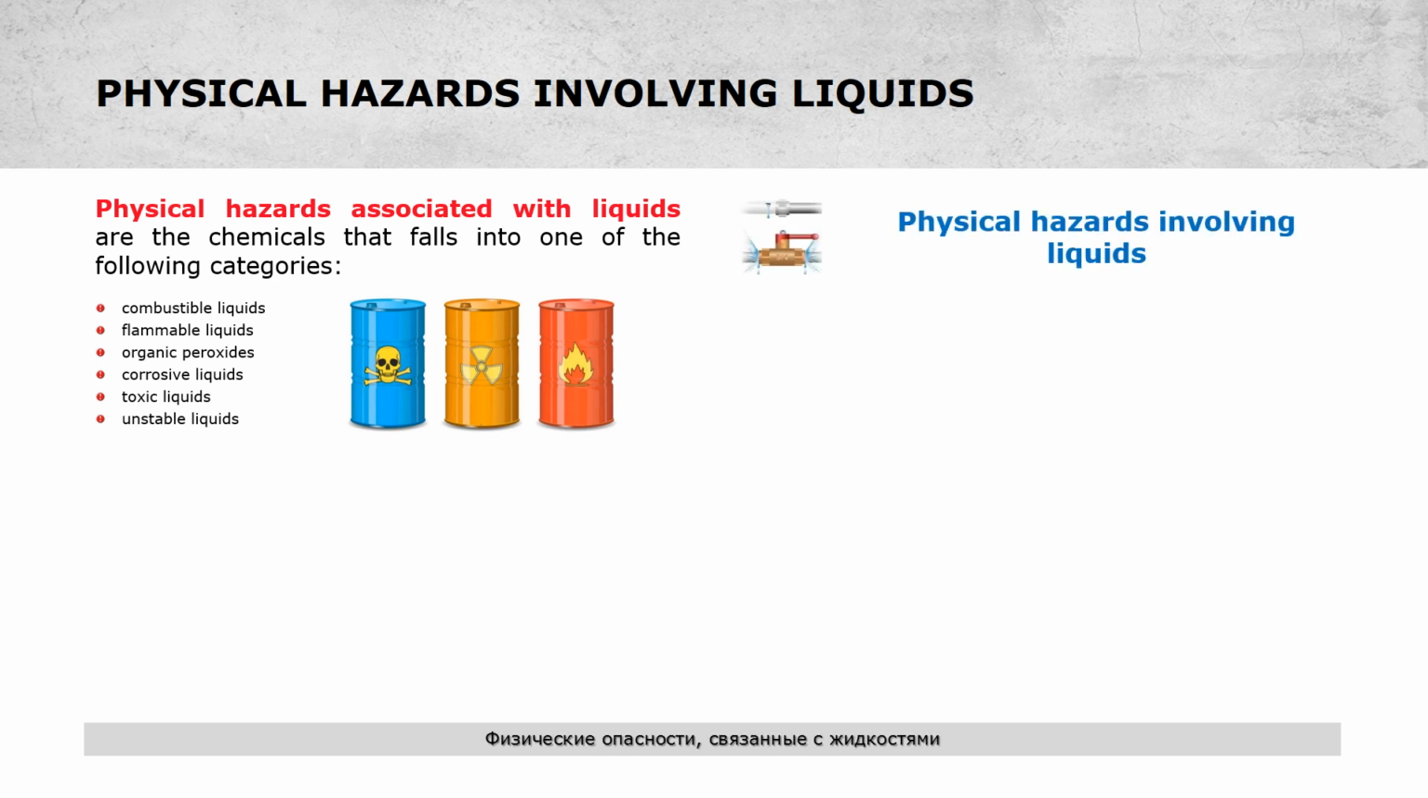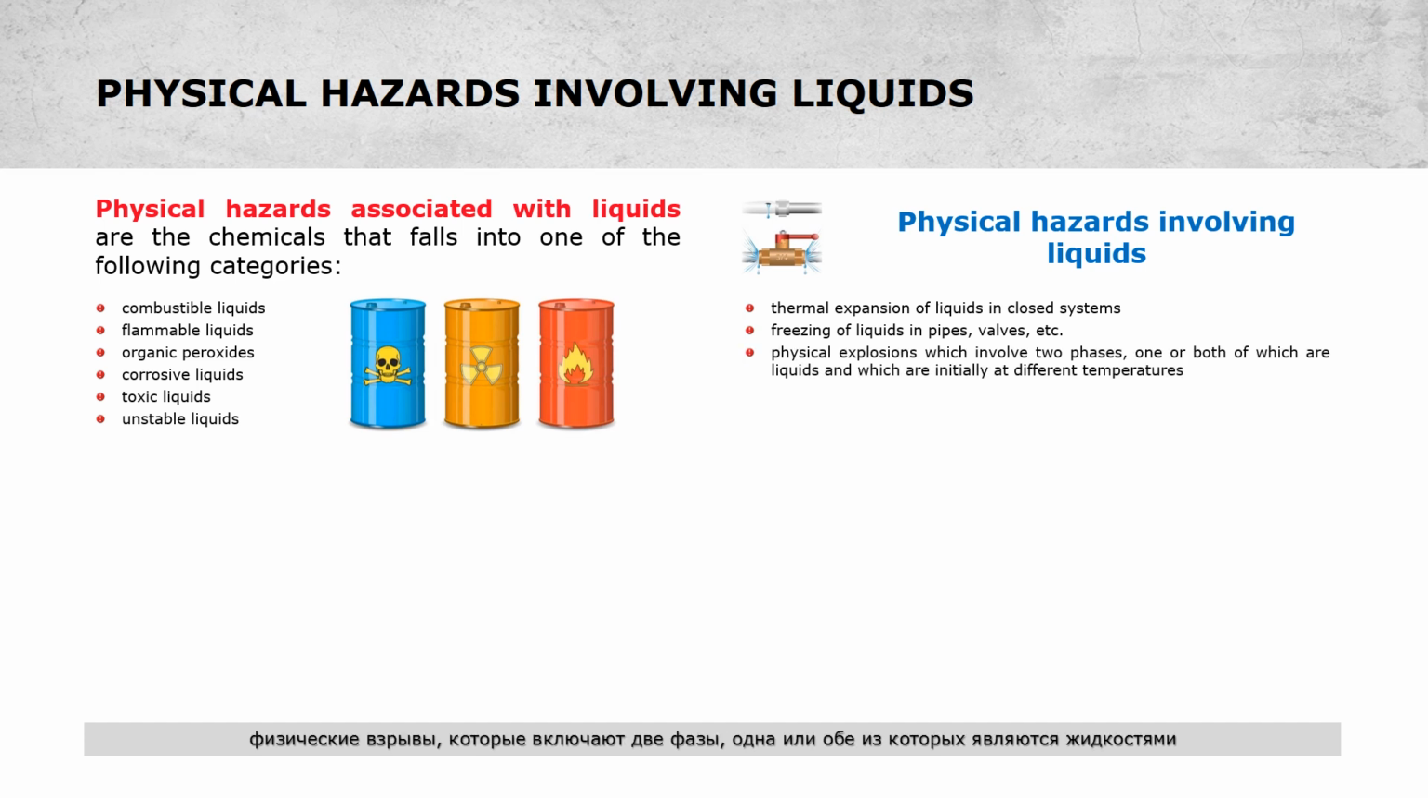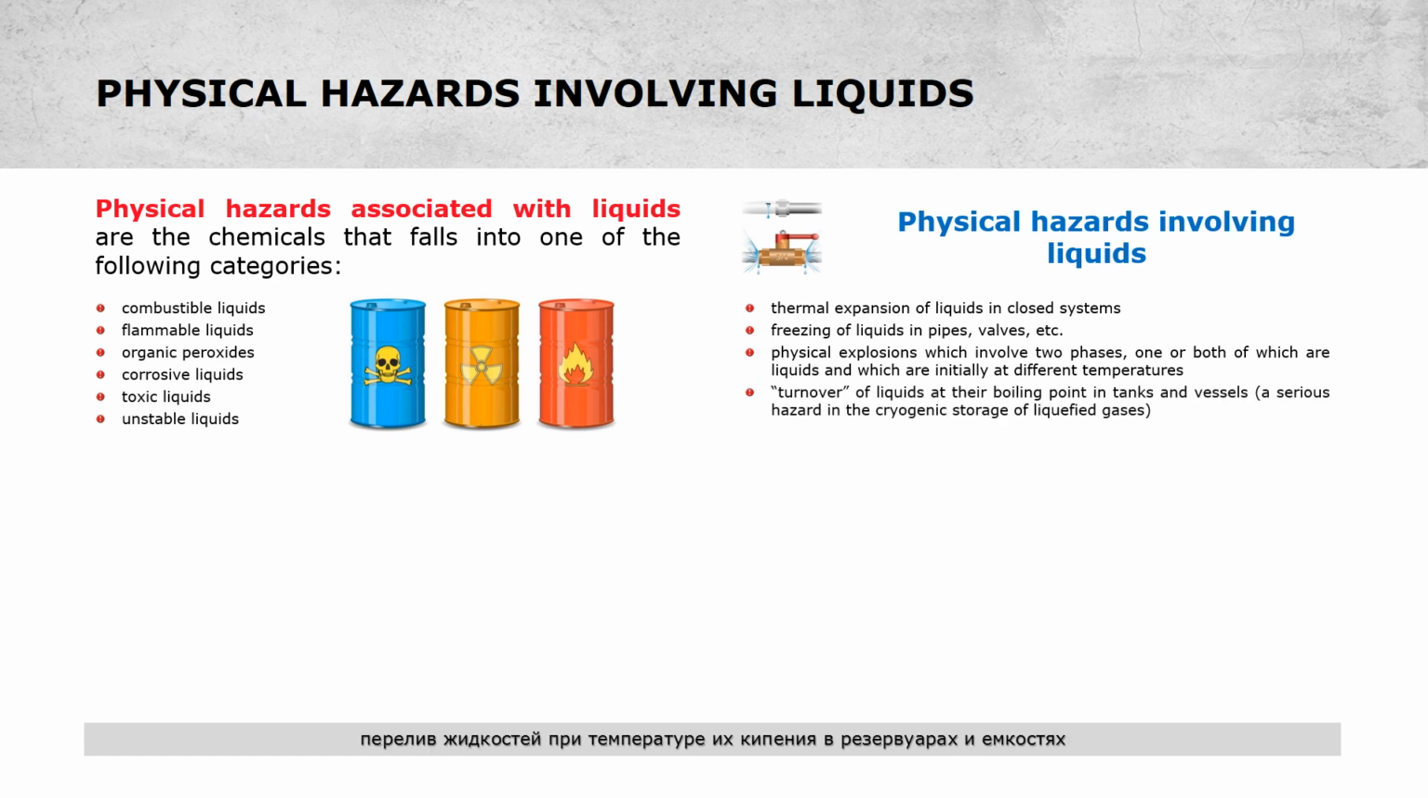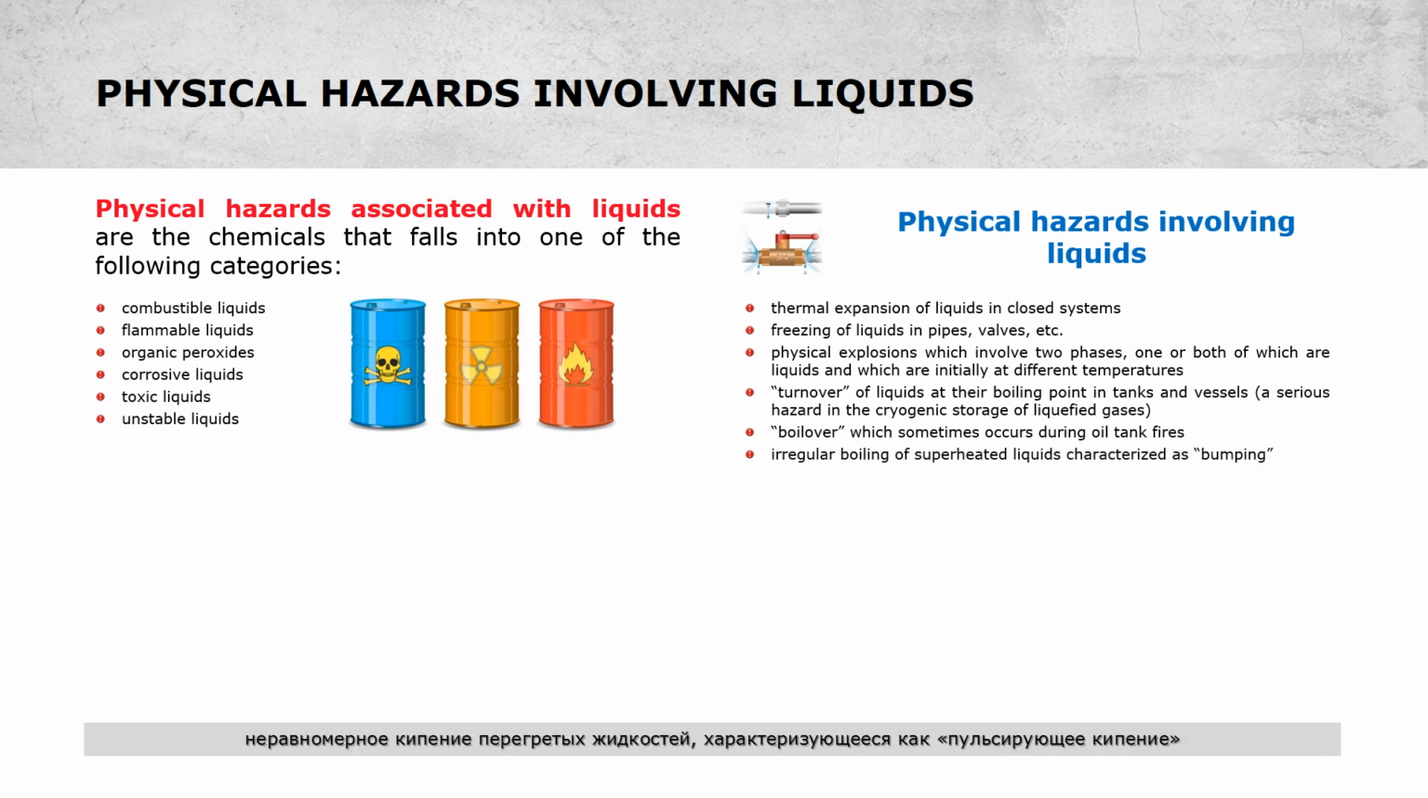Physical hazards involving liquids. Thermal expansion of liquids in closed systems. Freezing of liquids in pipes, valves, etc. Physical explosions which involve two phases, one or both of which are liquids and which are initially at different temperatures. Turnover of liquids at their boiling point in tanks and vessels. A serious hazard in the cryogenic storage of liquefied gases. Boilover which sometimes occurs during oil tank fires. Irregular boiling of superheated liquids characterized as bumping.